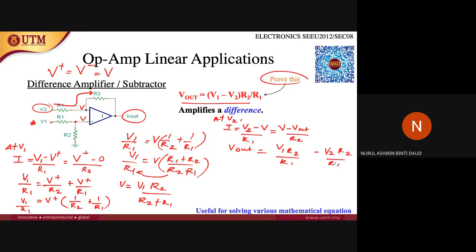Okay, and you can factorize it, and it will be V1 minus V2 times R2 over R1. Where the value of V here, you can replace with the value of V that we have found just now.